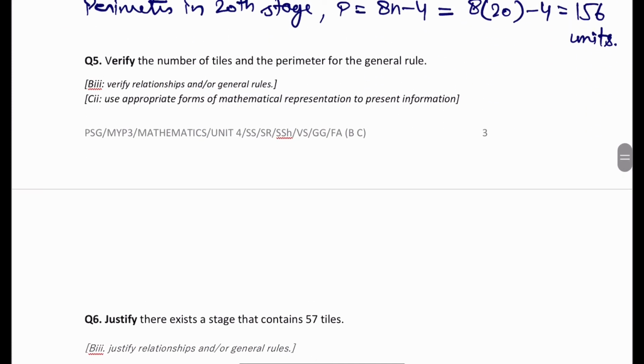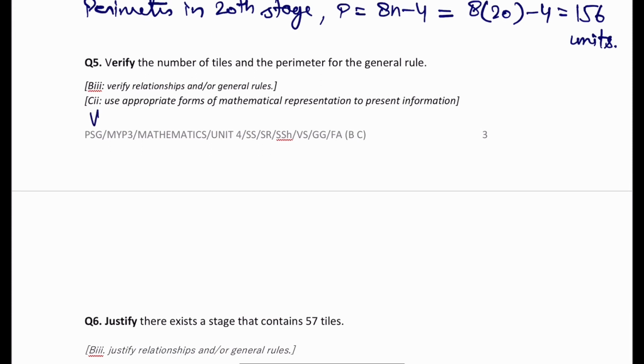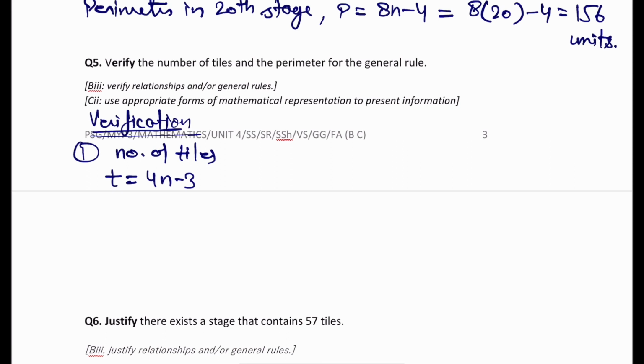Okay, in verification, what I am going to do is, first I am going to verify the number of tiles. Number of tiles are t equals 4n minus 3. Substitute n equals 4. If you substitute n equals 4, just check out the number of tiles. 4 times 4 minus 3. So 4 4s are 16 minus 3, it will be equal to 13. So this value is matching with the table value.